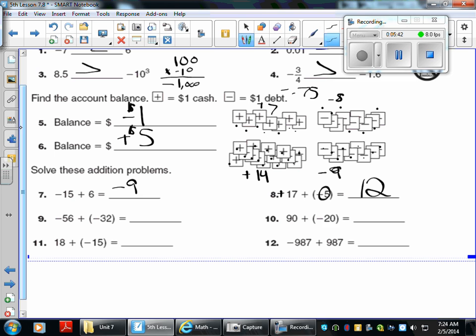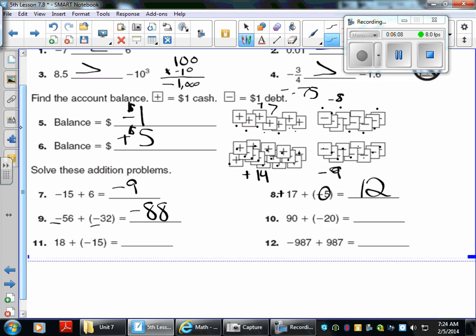These negative signs are telling me that I owe, which means I have to go back. I have to lose money, which means I'd be -88. If I go back 32, if I go to the left 32 from 56, I'm going to get an answer of -88.